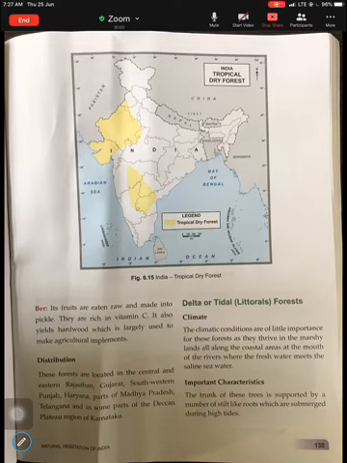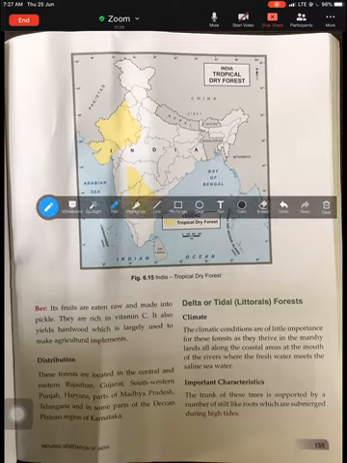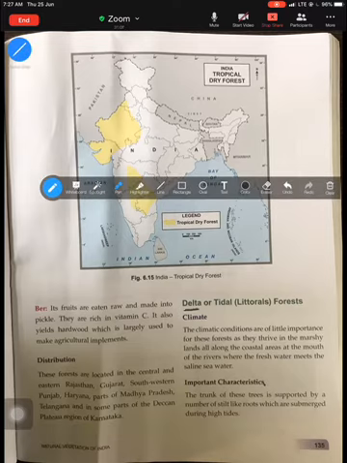Hello everyone. So we will begin with the next vegetation, that is the delta or tidal, which is also known as the littoral forest. So please try to remember the names. It is known by the name delta, which is also known as tidal forest or littoral forest. Before we understand the climatic conditions and the various characteristics, let's try to understand what tidal or littoral forests are.